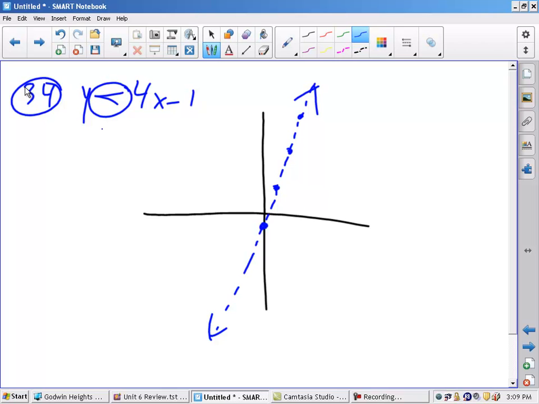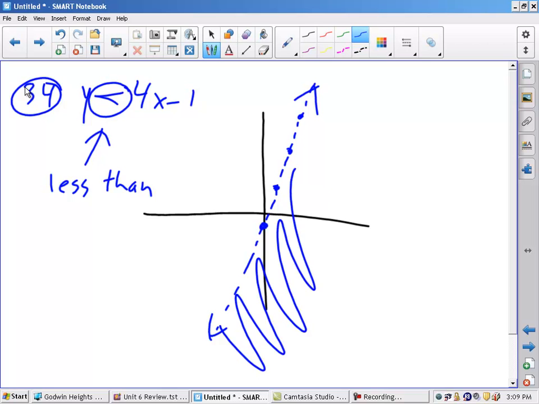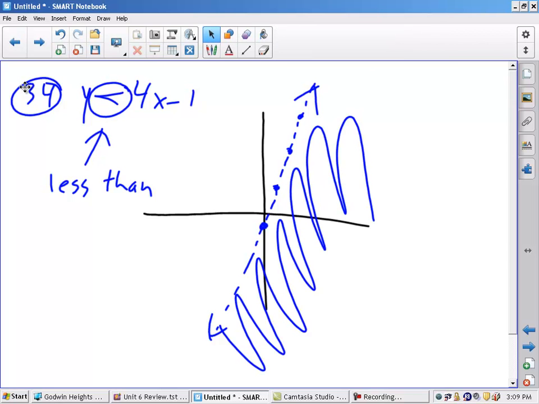Now, I see less than. And less than means below or upside down. When I say upside down, I mean on this side. If you had a stick figure on that side, he would technically be upside down. And that is your solution.